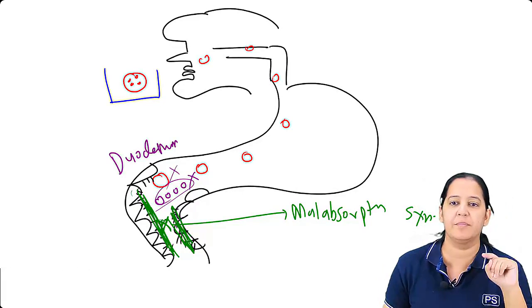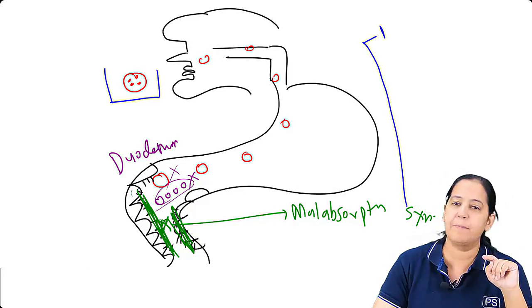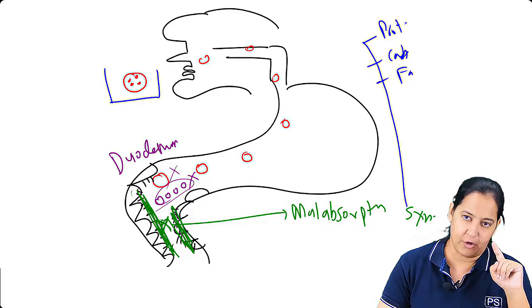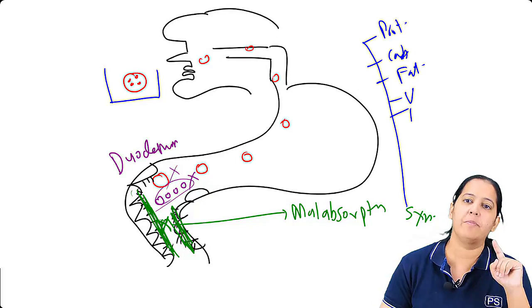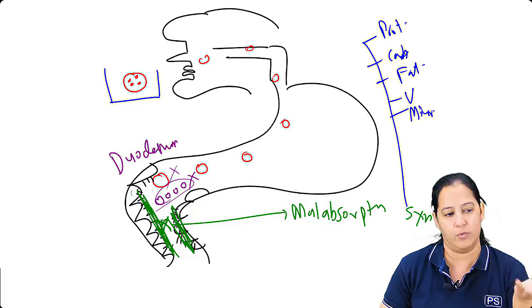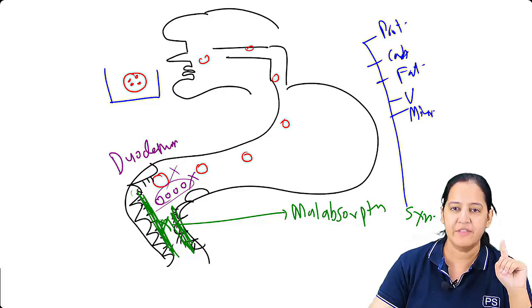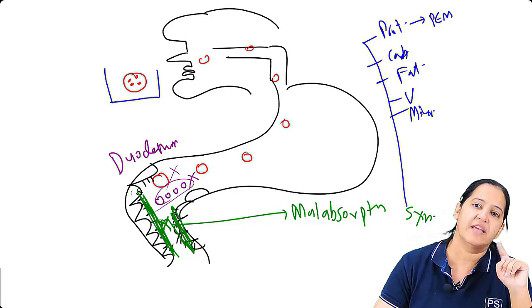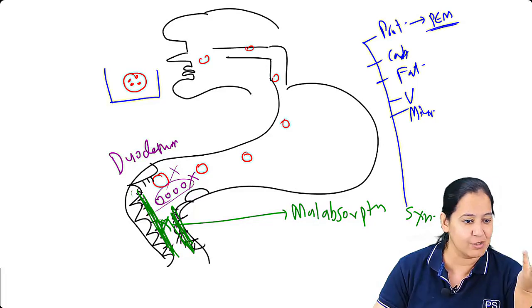Tell me the symptom. क्या क्या नहीं absorb होगा? You will say, ma'am, protein will not absorb, carbs will not absorb, fat is not absorbed, vitamin is not absorbed, and mineral is not absorbed. Okay, the 5 things are not absorbed. If the protein is not absorbed, patient have protein energy malnutrition. That is kwashiorkor, marasmus, कुछ भी हो सकता है.